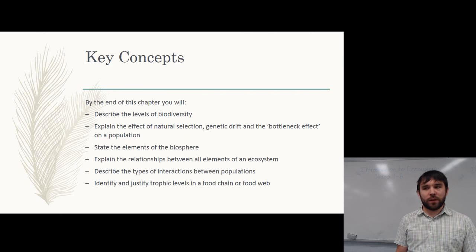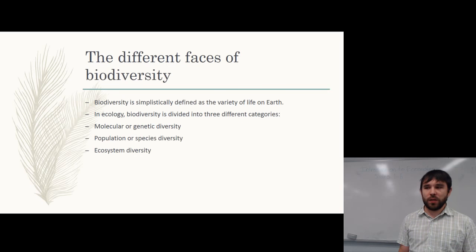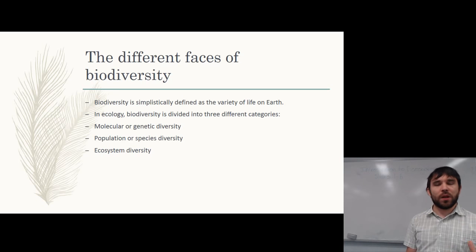Here we have a slide about key concepts. So by the end of chapter 4.1, at the end of this week more or less, you should be able to do these things, and you can read through them as you like. Each video or each chapter will have a set of key concepts which you'll need to be able to hit each of those. So first of all, we need to look at the different faces or the different types of biodiversity. And there are three.